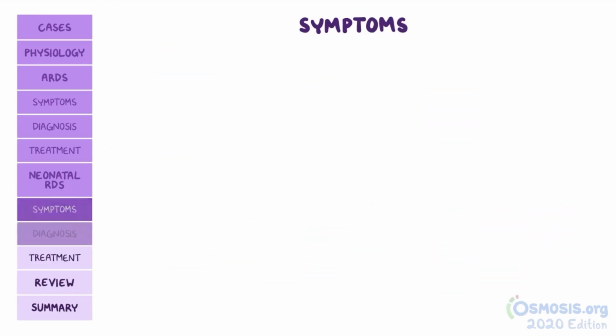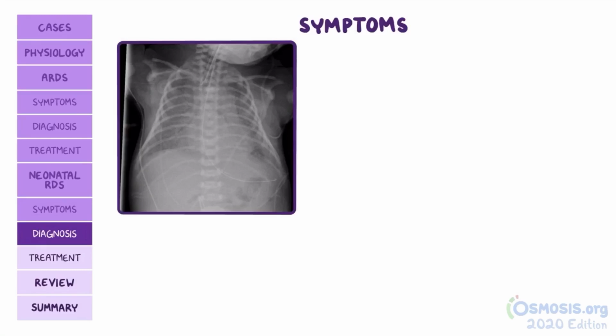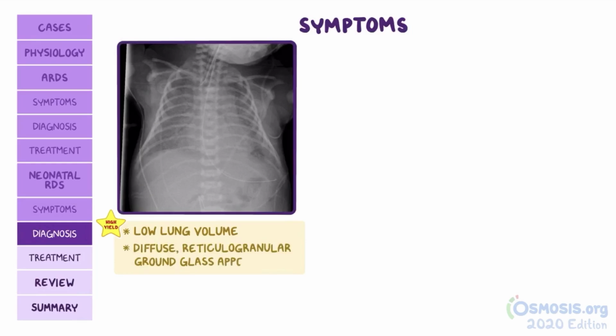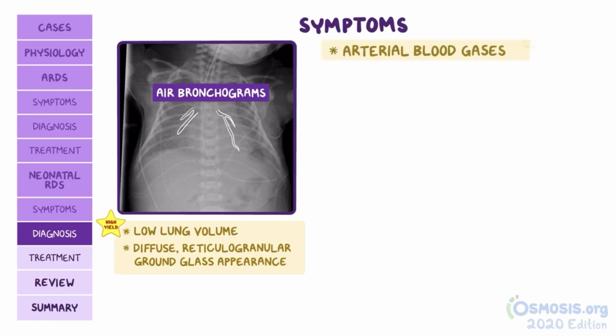Now, you'll be able to diagnose neonatal respiratory distress syndrome by chest radiography or CT, where typical findings include low lung volume and the classic diffuse reticulogranular ground glass appearance. This shows up as a contrast between the black aerated alveoli and the white or gray ones where there's alveolar atelectasis. Another feature is air bronchogram, where the air-filled bronchi appears dark in contrast to the surrounding white or gray atelectatic tissue. Arterial blood gases usually show hypoxemia and hypercapnia.